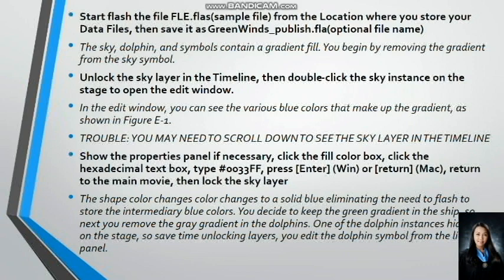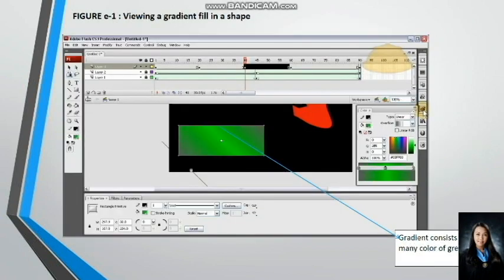Next, unlock the sky layer in the timeline, then double-click the sky instance on the stage to open the edit window. So you need to go to your timeline, then double-click the instance on the thumbnail, and then the edit window will pop up or open. In the edit window, you can see the various blue colors that make up the gradient as shown in Figure 1. So after you open the edit window, you can see the different colors. We have different colors on the swatches, right?